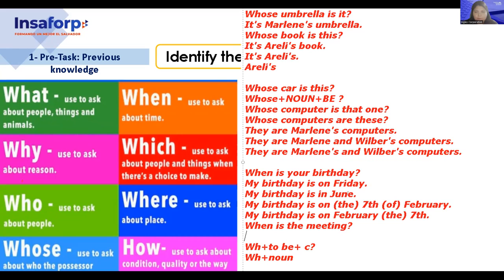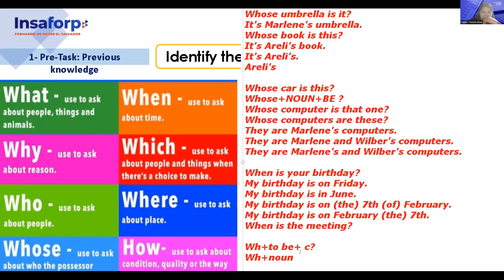Okay, vamos a ver. También, si desconocemos el día, solamente podemos decir el mes. My birthday is in June. Pero con los meses del año, usted tiene que ubicar acá la preposición in. Solamente in. Solo me dice el mes, in. Y me dice los días de la semana, on.